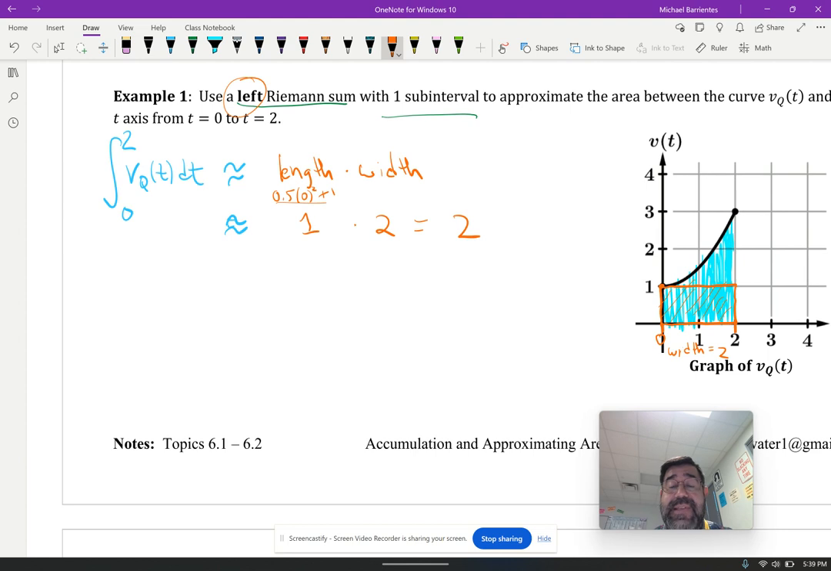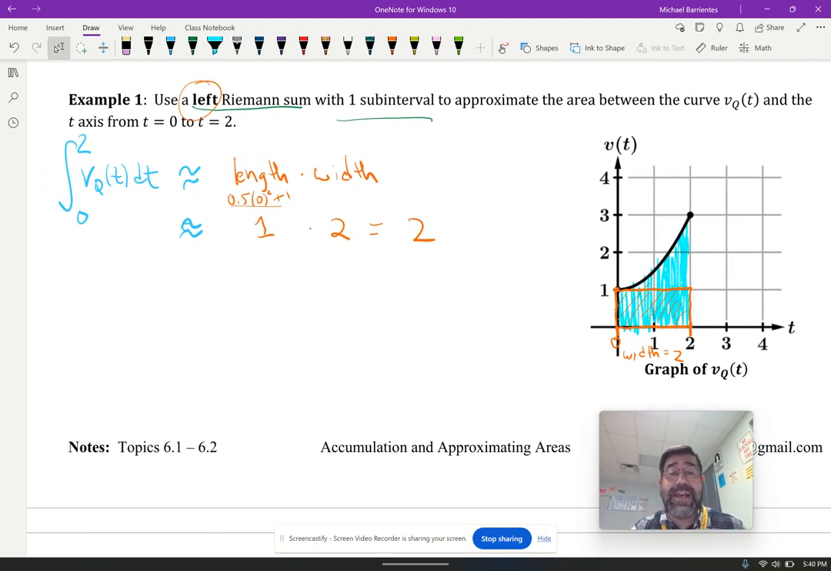Now, you and I both can see that this is a little bit under the shaded region, right? The shaded region in blue is what we want. This orange region that equals 2 is not enough. So it's a lower bound. But this is the left Riemann sum rectangle with only one subinterval. There's only one width to approximate the area. That's what we did in example 1.